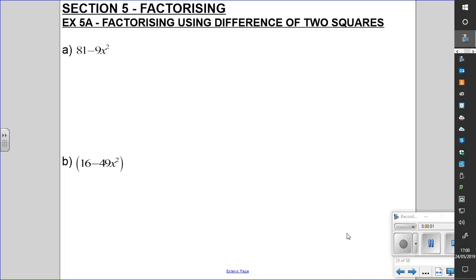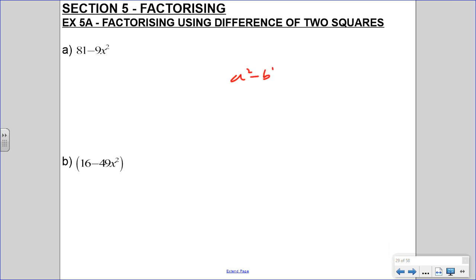Okay, so we talked earlier about factorizing using difference of two squares, and we just need to know the law for that. So the law for factorizing through difference of two squares is: if there's a minus between two terms, then you can write this as the square root of the first thing, so the square root of a squared is just a, minus the square root of the second thing, which is just b, and then the square root of the first thing, which is just a, plus the square root of the second thing, which is just b. Okay? So remember, two terms with a minus in the middle of it.